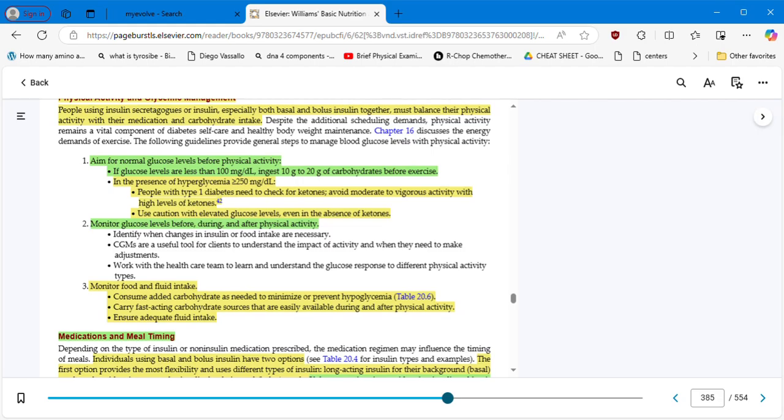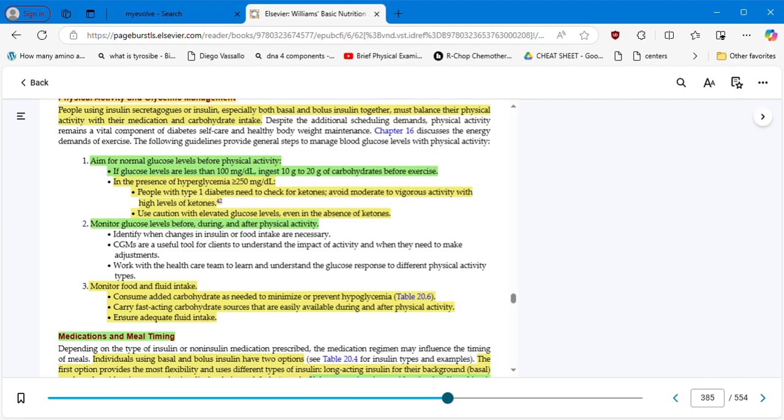So number one, aim for normal glucose levels before physical activity. So at 11, I'm going to do my training for the New York Marathon, right? So you need to have normal glucose levels before that. If glucose levels are less than 100, the patient needs to ingest 10 to 20 grams of carbs before exercise, right? Could be an apple, I don't know, crackers, a banana.